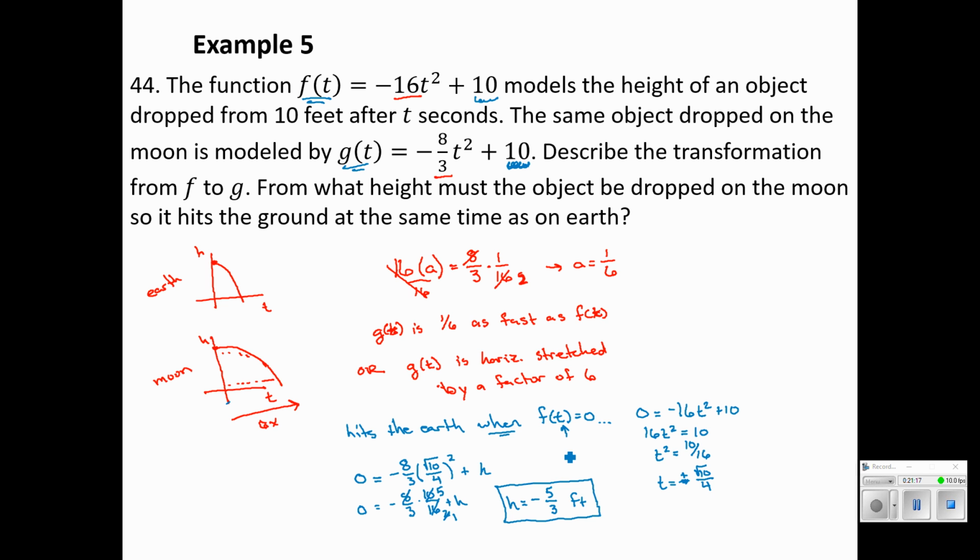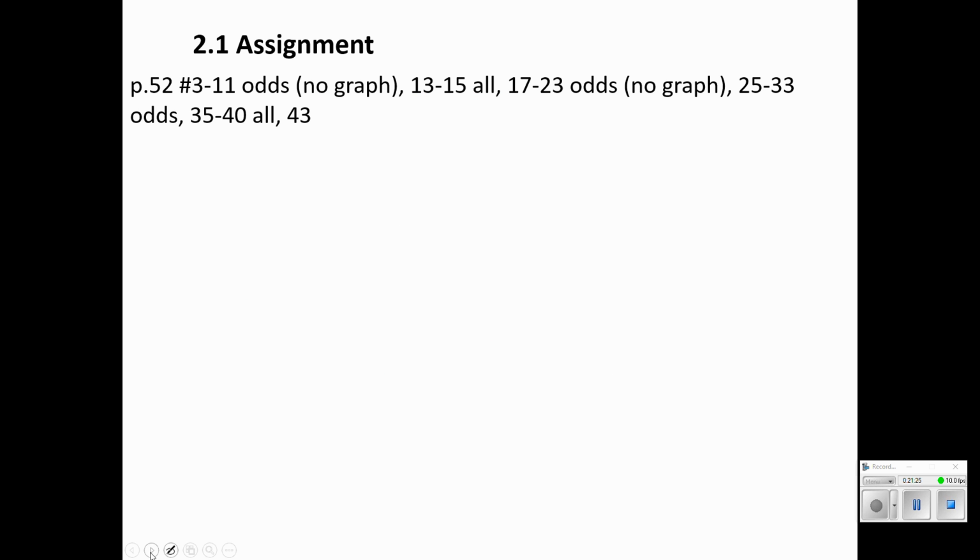All right, there's a look at your assignment. Notice no graphing. We are going to have plenty of opportunities to graph these problems later on. We want you to get the practice with the transformations, not exhaust you with graphing them.